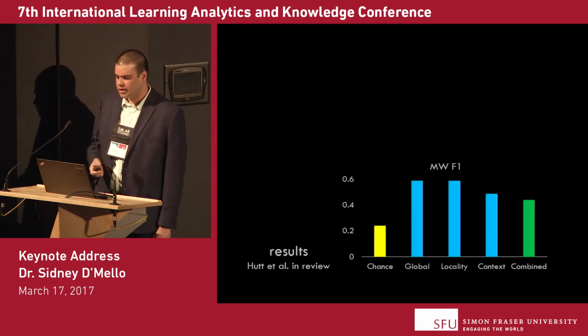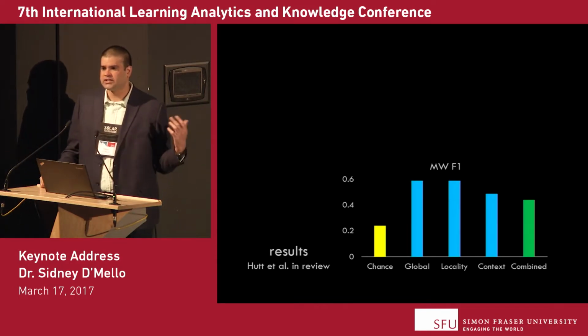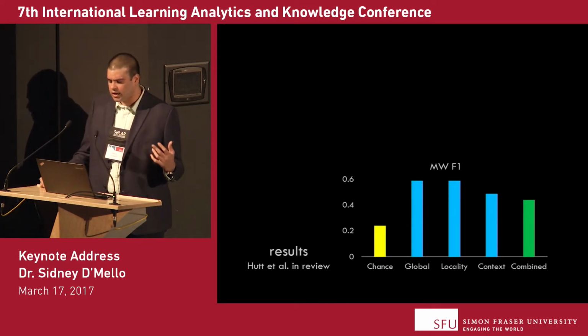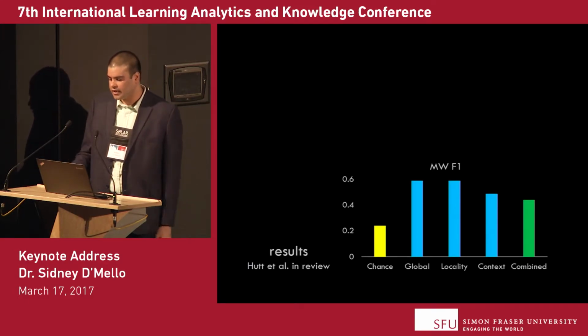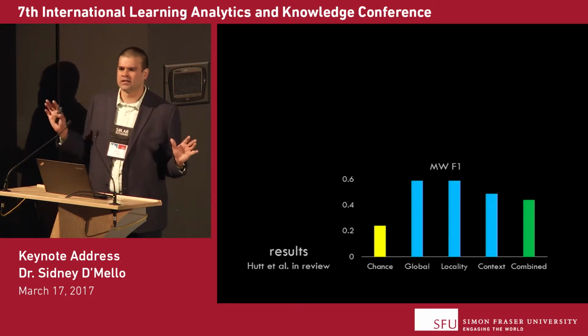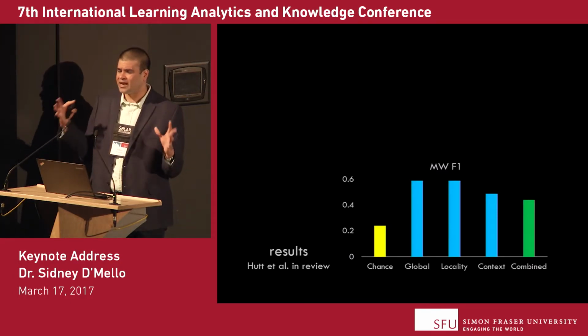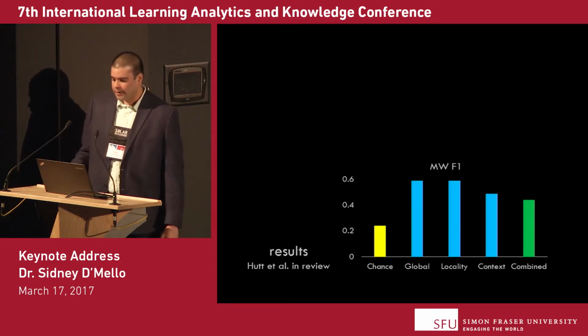And there's a combination. We noticed, and this is again leave one student out validation, that we do pretty good in beating chance models, and our global and locality features are actually tied in this data set. Context is not doing bad, given how simple the models are. And again, this is a very common phenomenon. I'll get into this later, but combining things very rarely gives you big boosts.